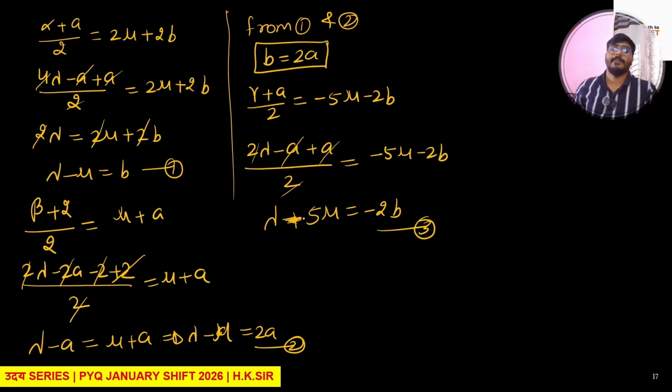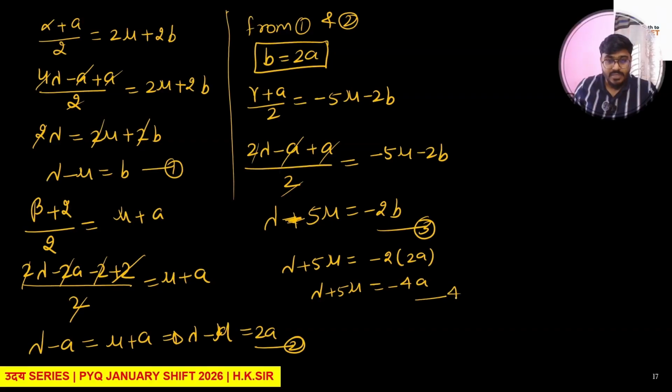So from here b equal to 2a, and we can find lambda and mu in terms of a by putting b equal to 2a in this equation. So lambda plus 5 mu equal to minus 2 into 2a, so it is minus 4a. Lambda plus 5 mu equal to minus 4a. This is equation number 4.